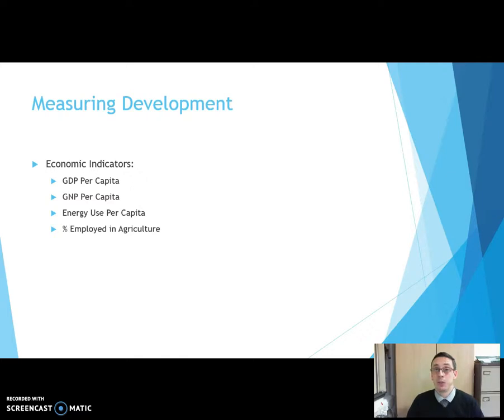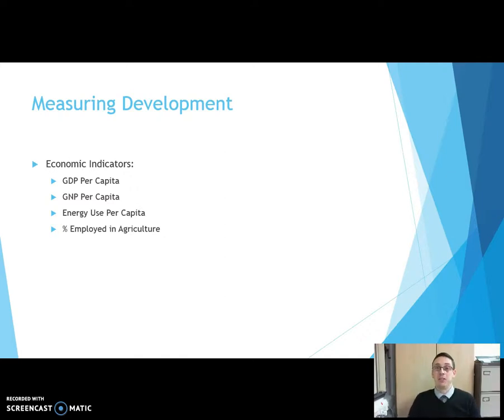Now, energy use per capita should seem fairly straightforward. It is simply how much energy each person in a country uses on a day-by-day or occasionally yearly basis. It's more common to see it on a day-by-day basis. Again, we would assume that the more energy each individual in your population is using, the more developed your country is. We've also got percentage employed in agriculture.